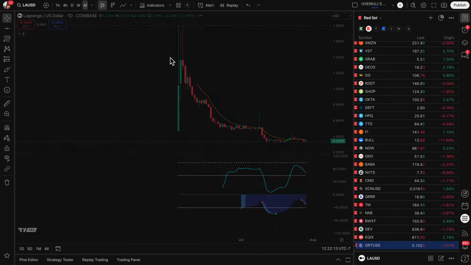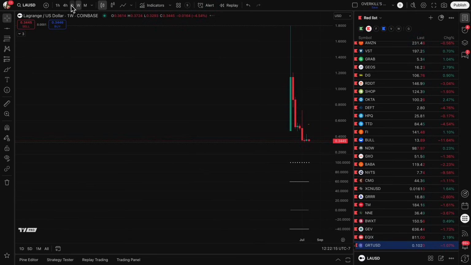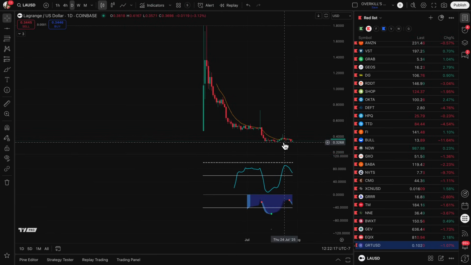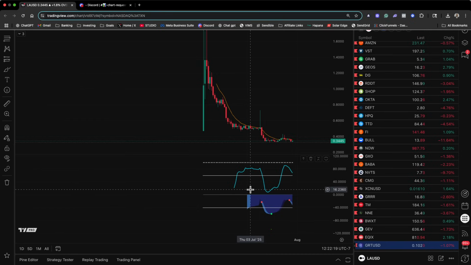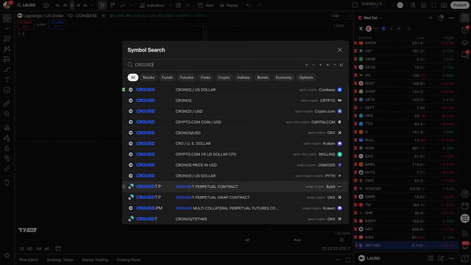LA, Lagrange. That looks ugly. Looks very ugly. I'd be careful on that one. You're going to want to make sure that one holds on to 30 cents. B-Chain we covered. How about CRO?